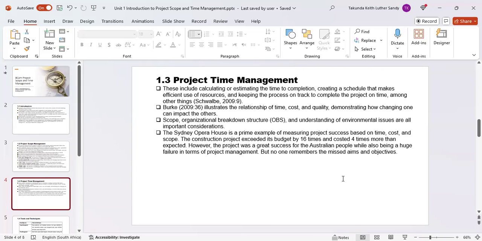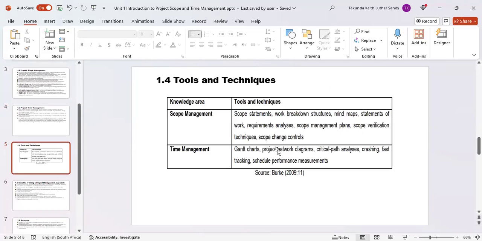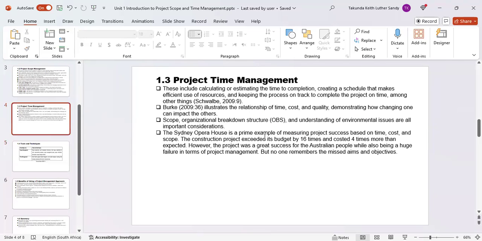It's just an example of where time, cost, and scope did not meet the things that were required in the beginning. All right. So that's project time management there.